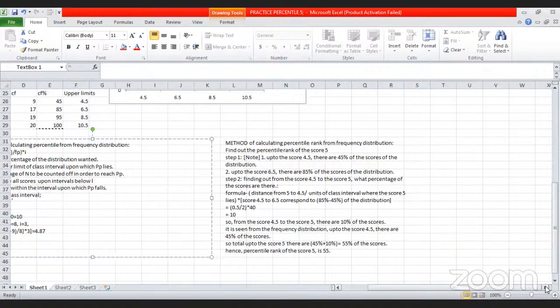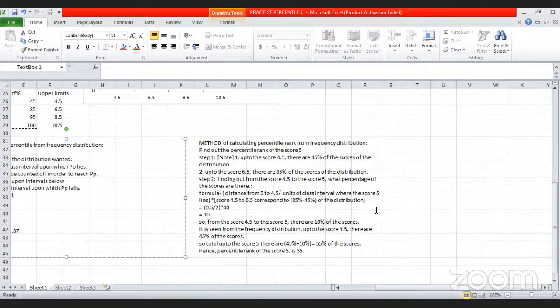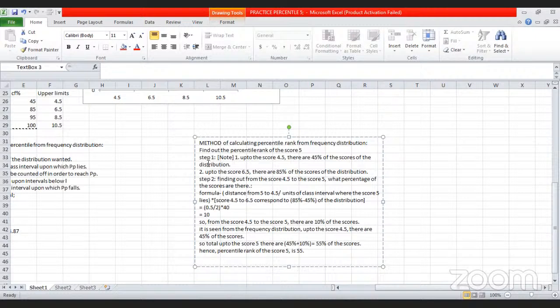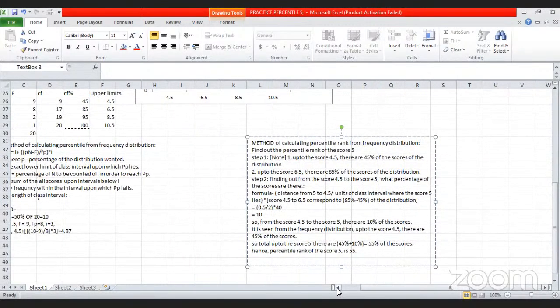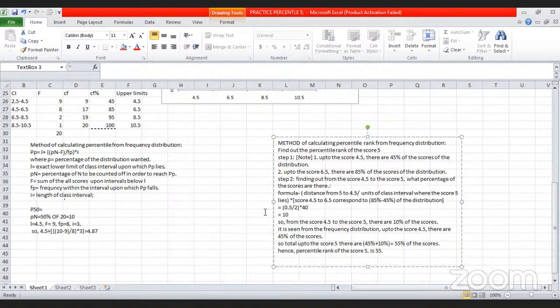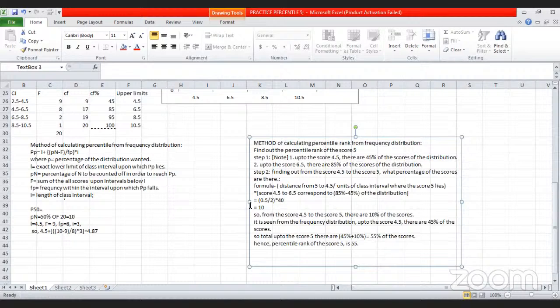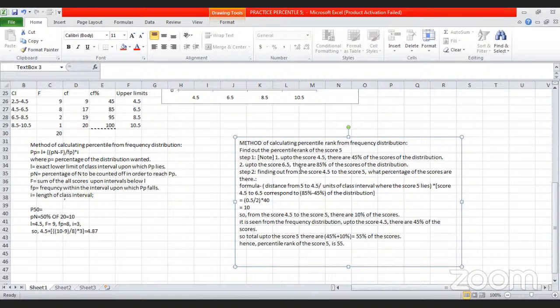This is a hectic type. This is a very easy calculation, but a hectic type of calculation. So please concentrate on it. This is the method. Okay. So, the method of calculating percentile rank from a frequency distribution.